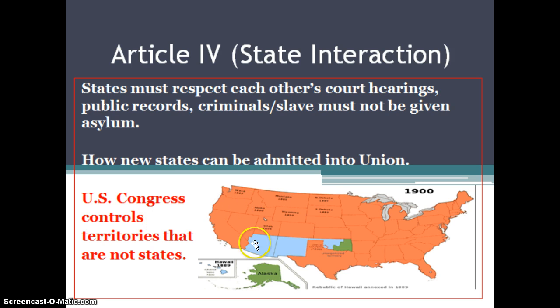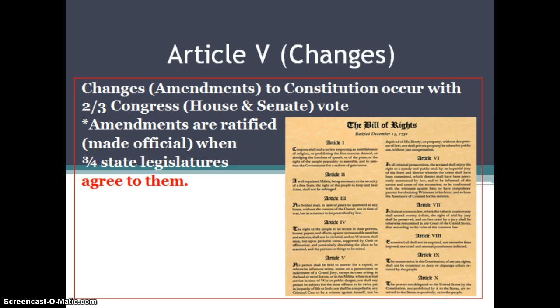And Congress can control that admittance. Congress will also control all territories that are not states. So as the United States accumulates more land, in the time before they become official states, Congress can determine it will do whatever it wants. That's Article 4.